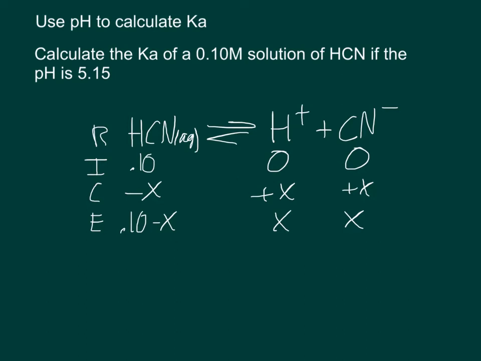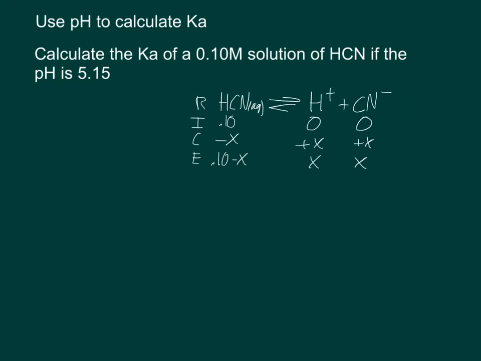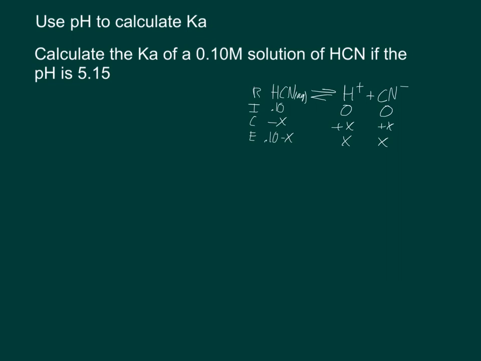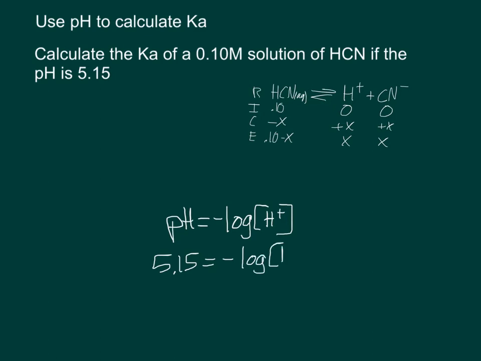Since we know that the pH equals negative log of the concentration of H plus, we know therefore that 5.15 is the negative log of H plus, and therefore I'm just going to move the negative over, negative 5.15, and take the antilog, so 10 to the negative 5.15 equals the concentration of H plus, which actually comes out to be 7.1 times 10 to the negative 6th.